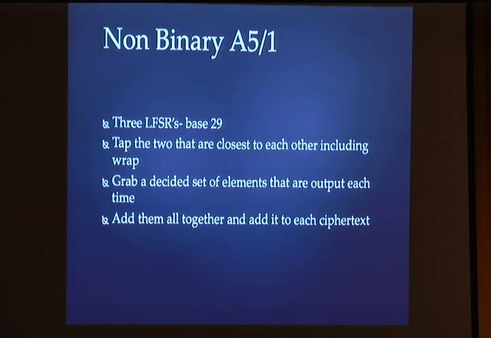All we do is we switch this to base 29. So if we do this in base 29, we actually break most of the current attacks. You tap the two that are closest to each other, plus or minus 7, or you make a president, and anything which is plus or minus 7 in the president, that and the president taps. Otherwise, the two next to it tap. And you grab the same decided set of elements. We can do that. I encrypted a 200-character message in about 10 minutes.